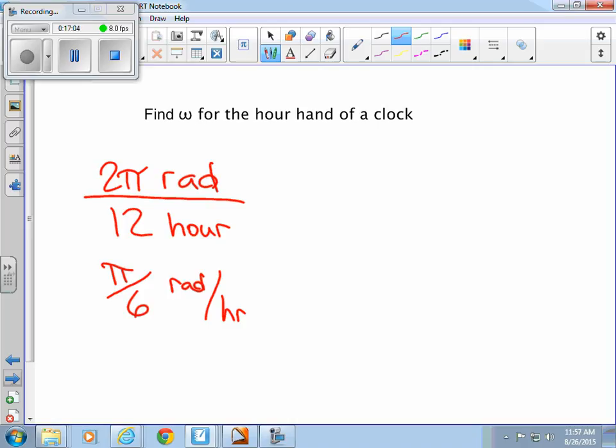Now, quick question. Does the clock move pi over 6 every hour? Yeah, because one pi would be at the 6, right? And so it moves pi over 6 every hour. Makes sense.